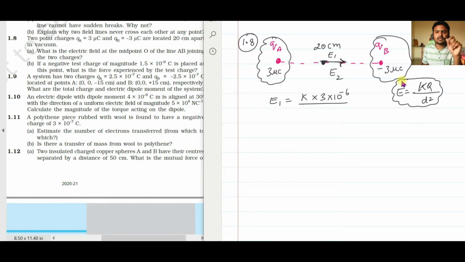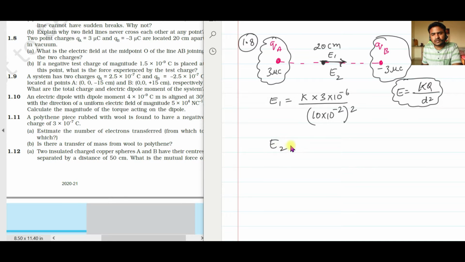We have derived this formula in the theory part. If you haven't watched that, please watch it so that you get to know the formula for electric field due to a point charge. Now the distance is 10 centimeter, 10 into 10 to the power of minus 2 the whole square. So that is the electrical field due to this positive charge.